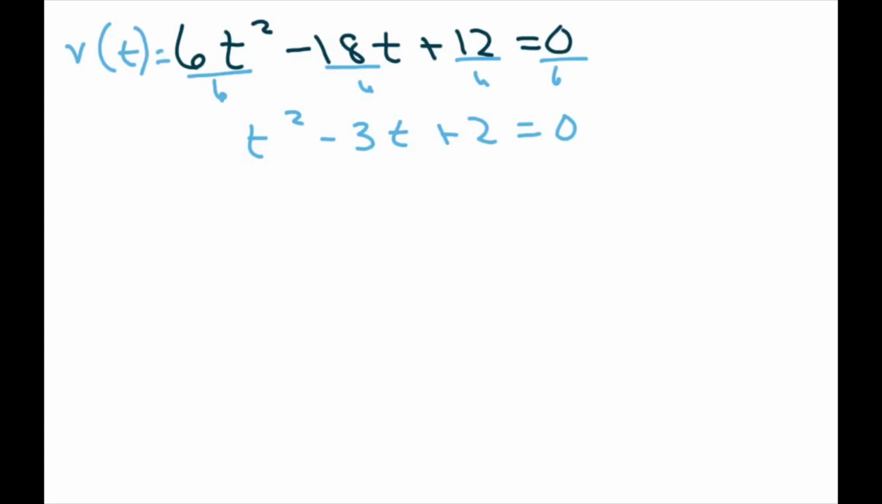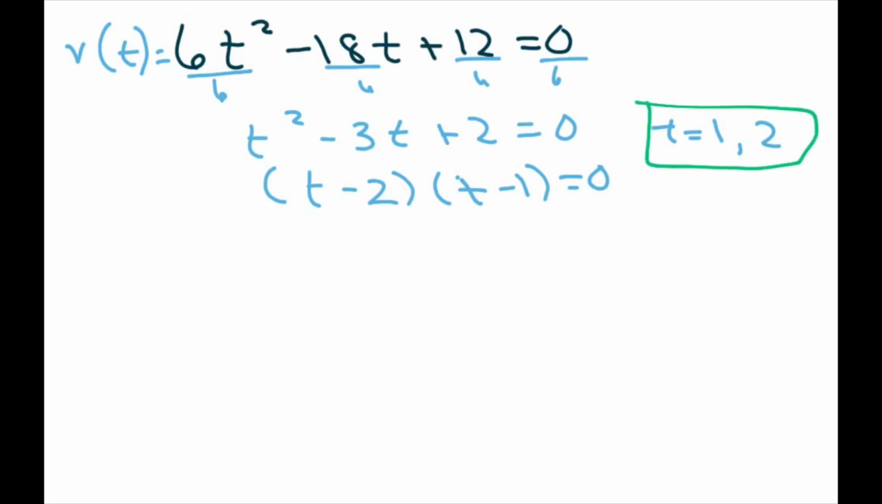All right, so you factor this. We get t equals 1 and 2. So these are the values of t where the particle changes direction. We're going to come back to this in a few moments.